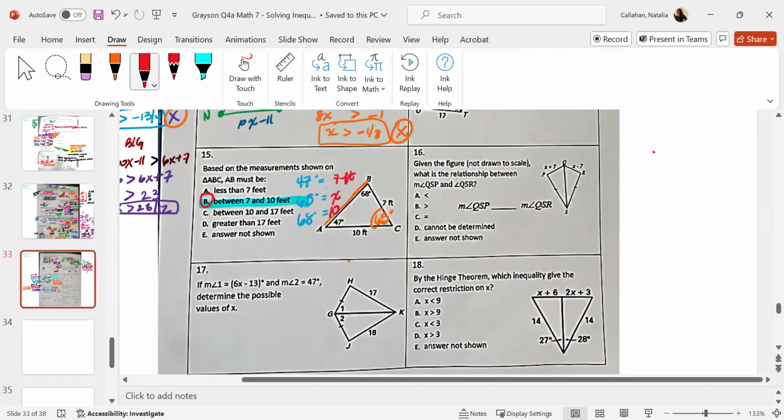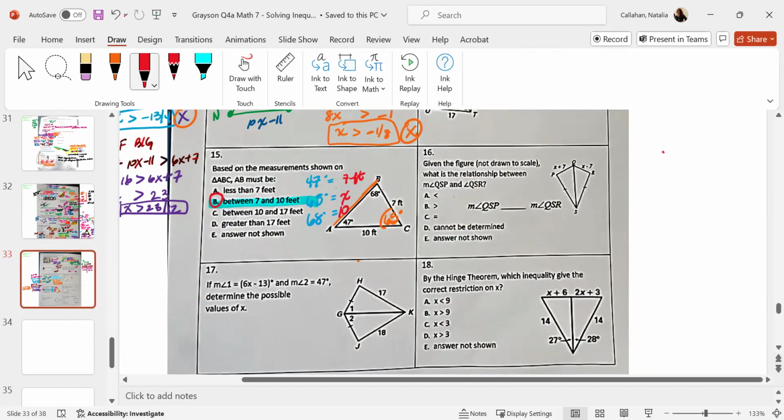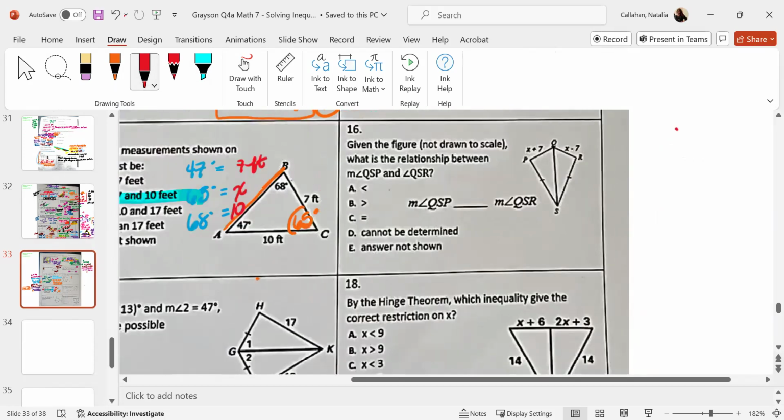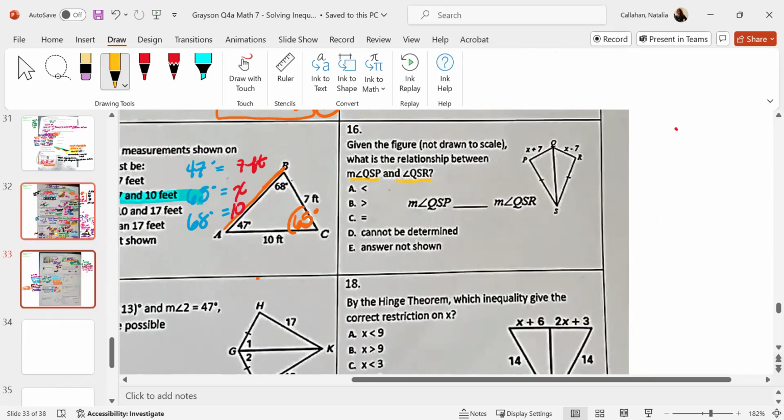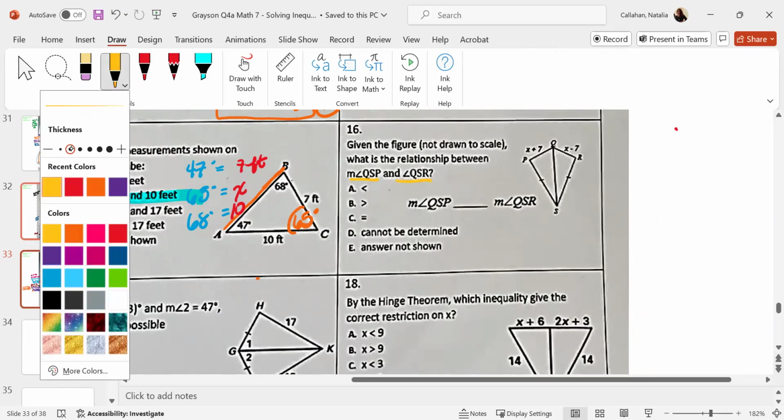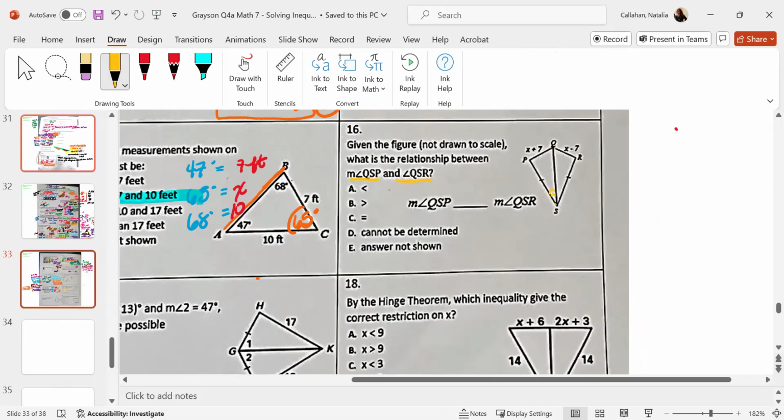Okay, we're almost there. Three more questions. Number 16. So let's locate the angles first. Grab a highlighter or a marker and figure out where those angles are. This is one angle, this is another angle. So let's figure out where those angles are. Those are the angles, correct?